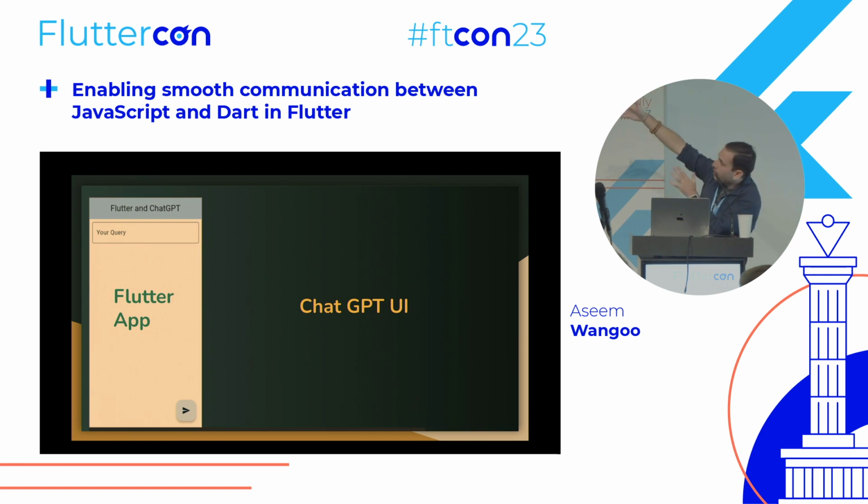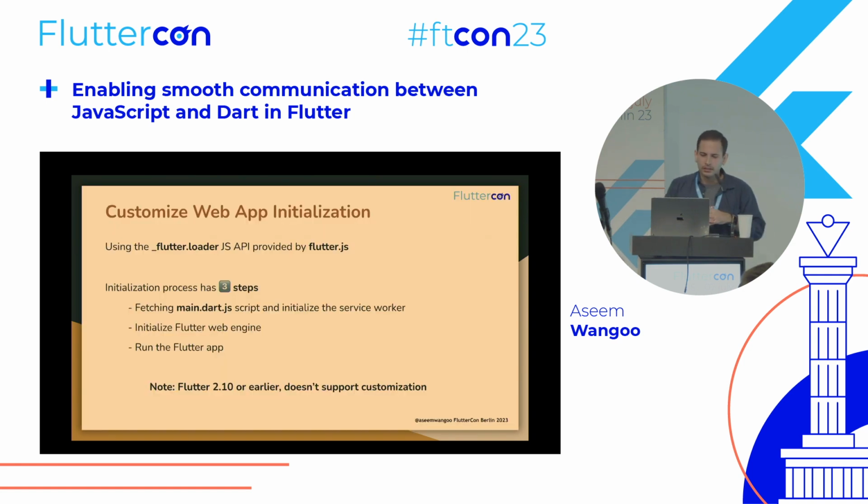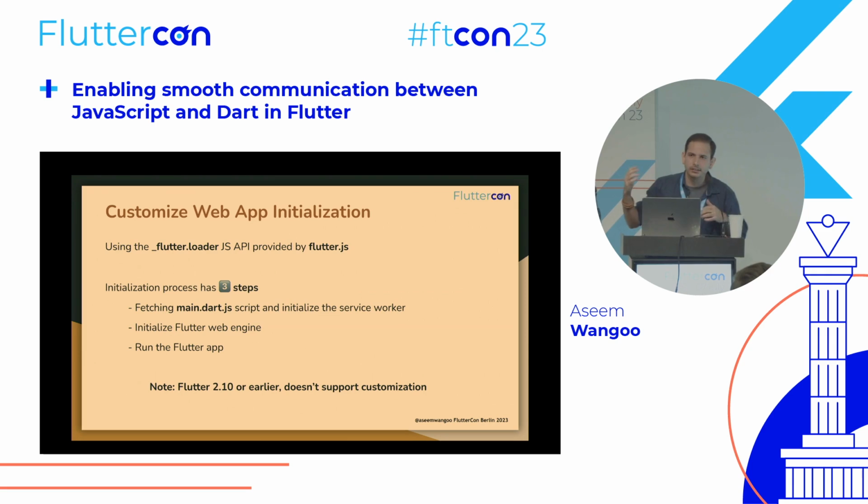So on the left-hand side, this is our Flutter app. I put in the query. I will press enter, or I can press this floating action button. Then something will render and show on the right-hand side, which is the ChatGPT UI. Cool. So as we talked about, this is how we need to customize so that we can put it back to back, side to side. This is done using a JavaScript API, which is called Flutter Loader, provided by Flutter.js.